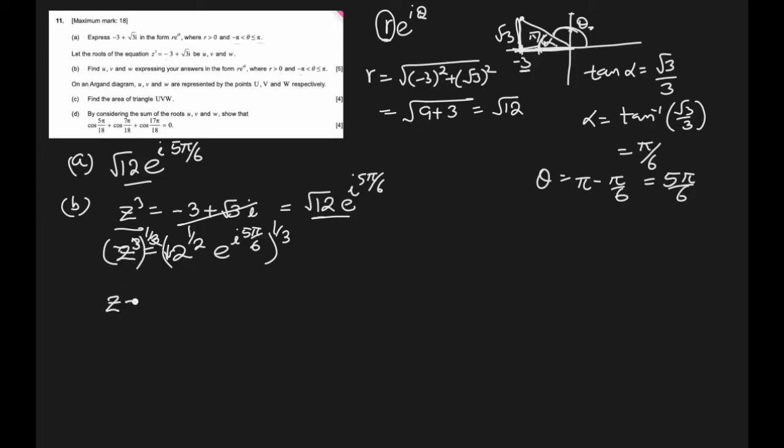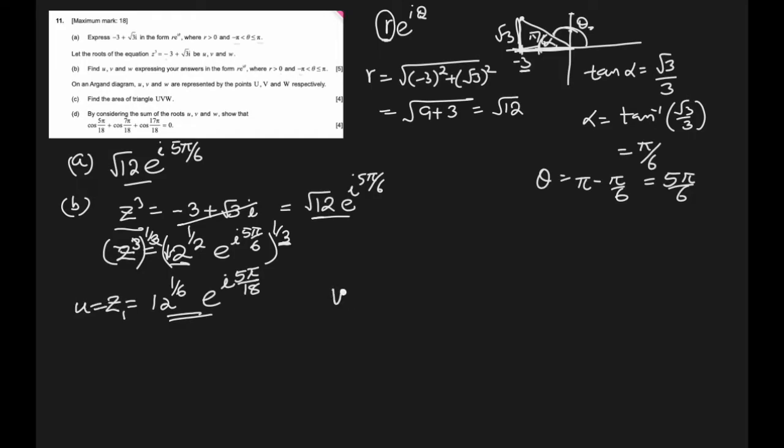z will be 12 to the power half, and there's another power, so it will become 12 to the power 1/6. Okay, and then e to the power, it will multiply with this one, it will become i 5 pi over 18. But it is just one answer. It must have 3 roots. This is just one of the roots. So let's call it z1. Or rather not z1, which is u, v, w they have given, so u.